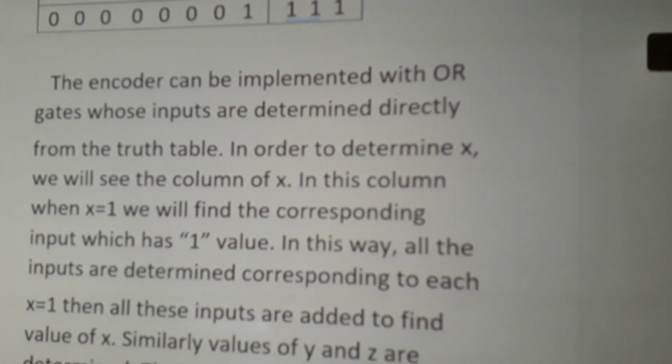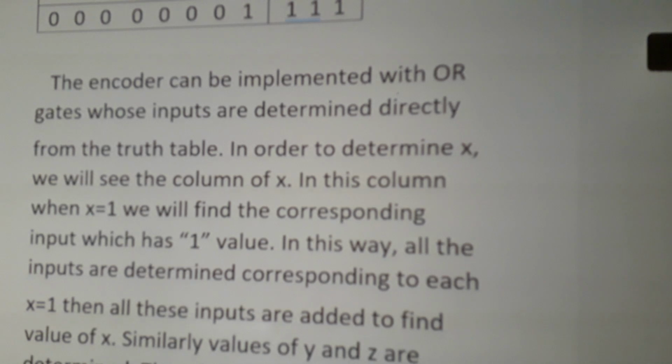The encoder can be implemented with OR gates whose inputs are determined directly from the truth table. In order to get X, we will see the column of X, and where X is equal to 1, we can note the corresponding input, and in this way all the inputs are noted for which X is equal to 1, and then we add all these inputs and the addition will give us the variable X.